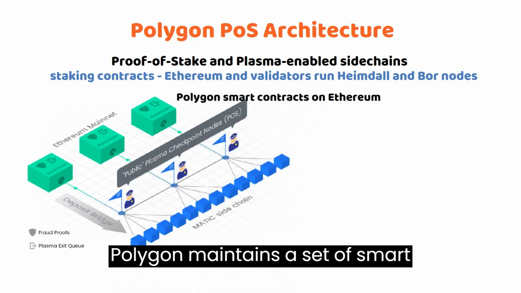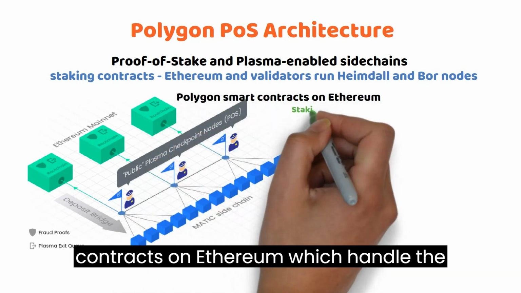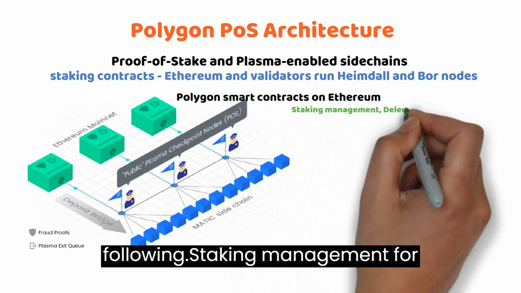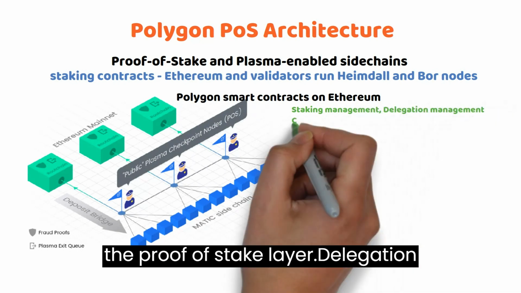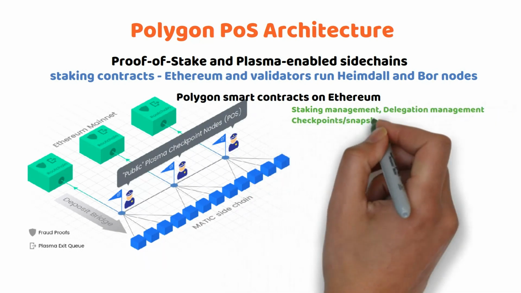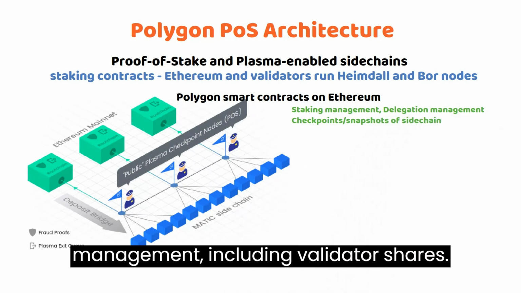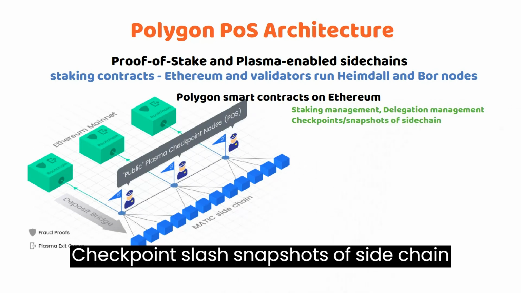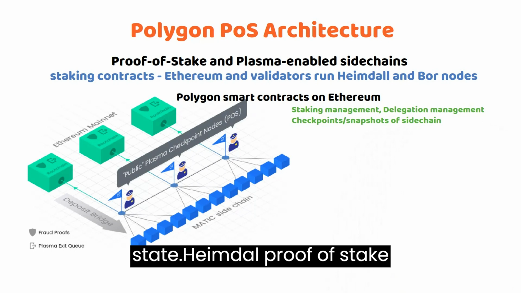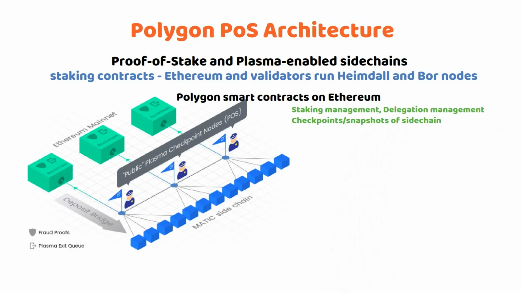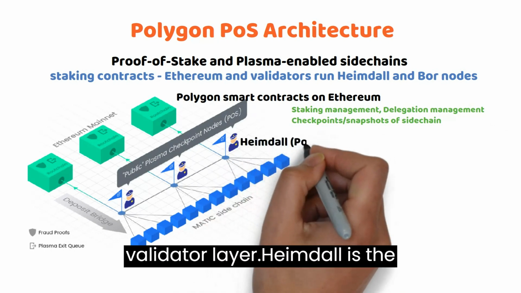Polygon maintains a set of smart contracts on Ethereum, which handle the following: staking management for the proof-of-stake layer. Delegation management including validator shares. Checkpoints/snapshots of sidechain state.